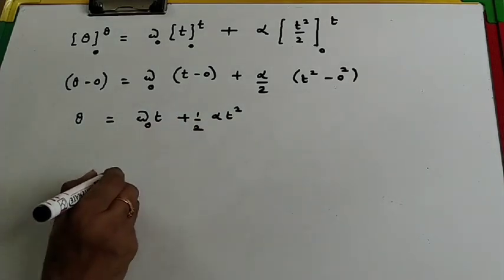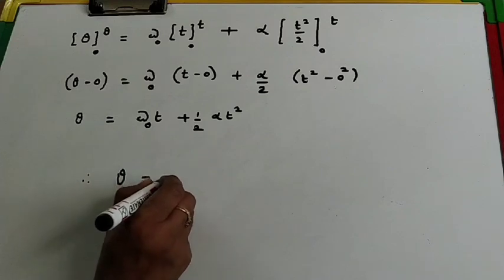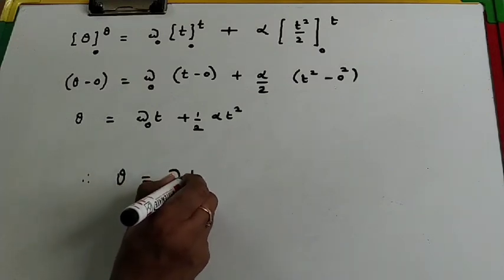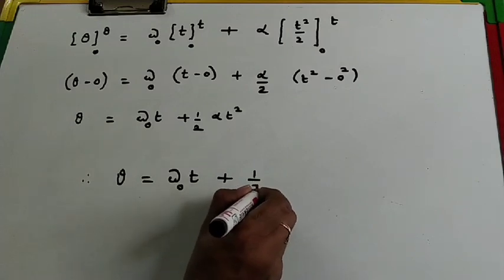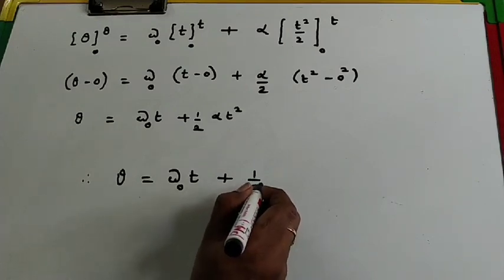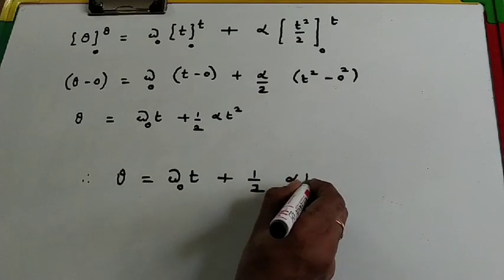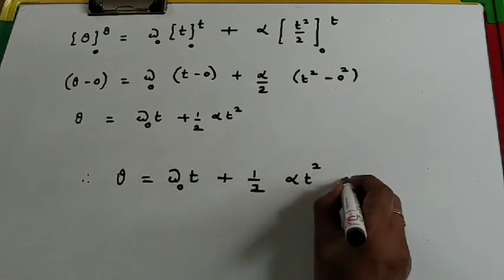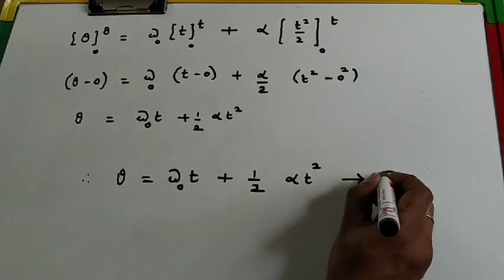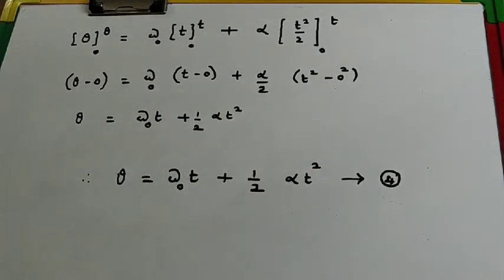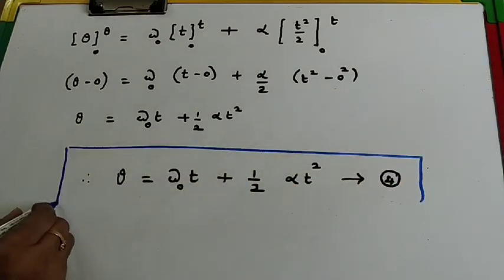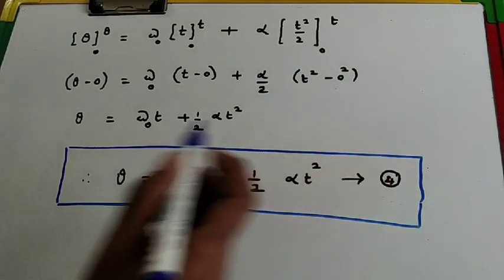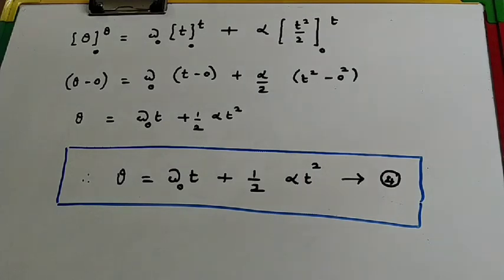Therefore, theta is equal to omega naught t plus 1 by 2 alpha t square. This is equation number 4. This is called the second equation of motion.